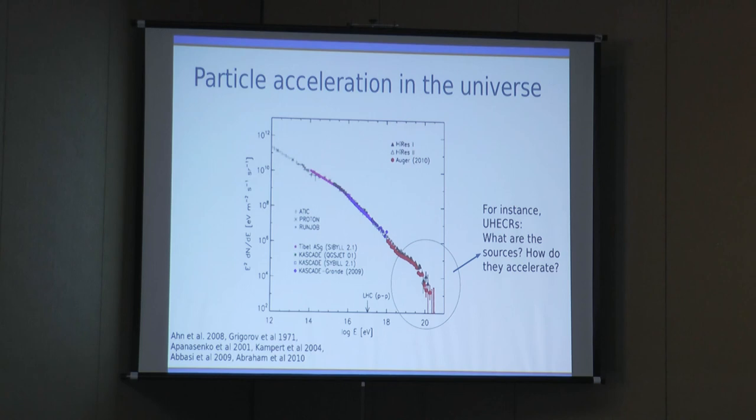Okay, then we have the observational situation: we have ultra high energy cosmic rays with energies like 10^12 electron volts. What are the sources of these particles, and how do they accelerate? Yesterday, Luis asked the question: what is the mechanism of acceleration of, for example, particles that go in a jet? What's the origin? What's the nature?